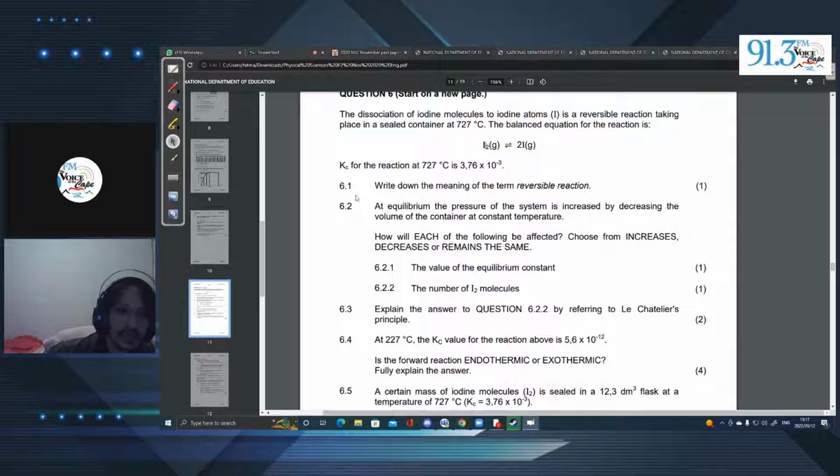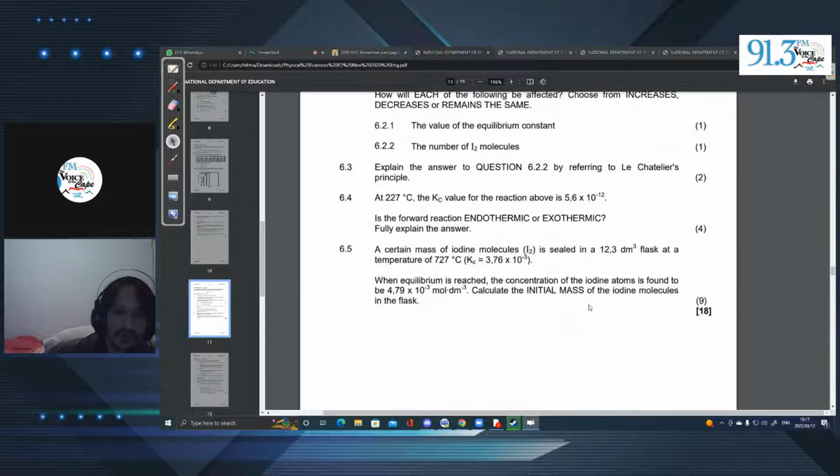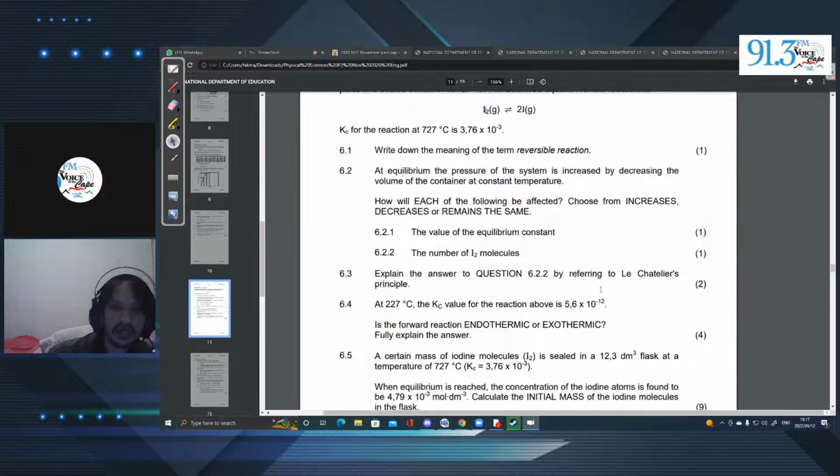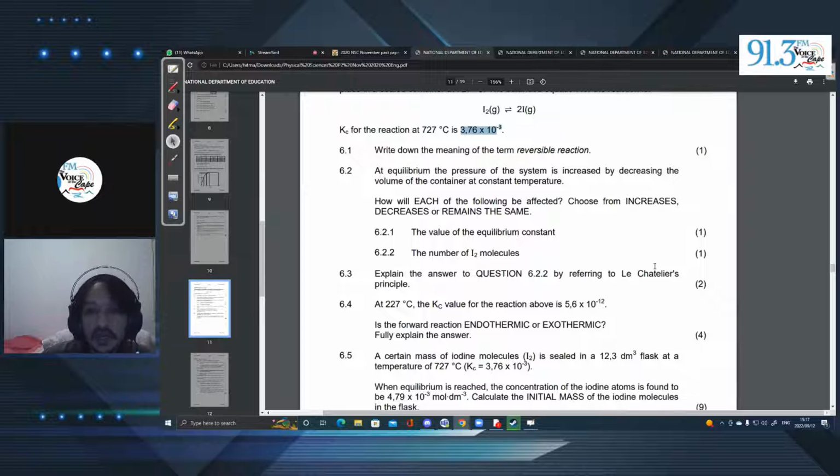Now, if we go down to 6.4, let's say at 227 degrees Celsius, the Kc value for this reaction is above 5.6 times 10 to the minus 12. So we can see that this equilibrium constant is much smaller than this equilibrium constant. Is the forward reaction endothermic or exothermic? Well, let's think about this.